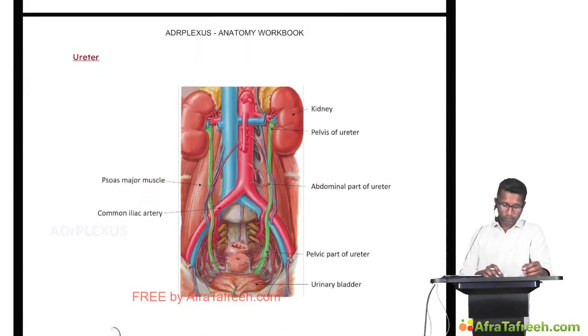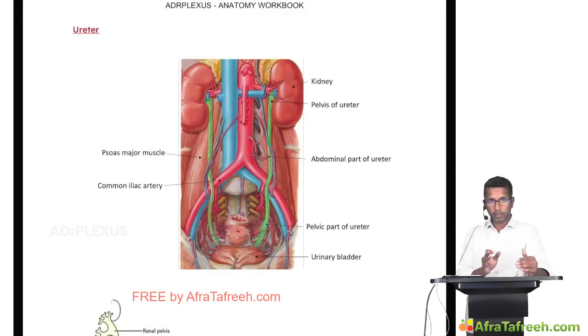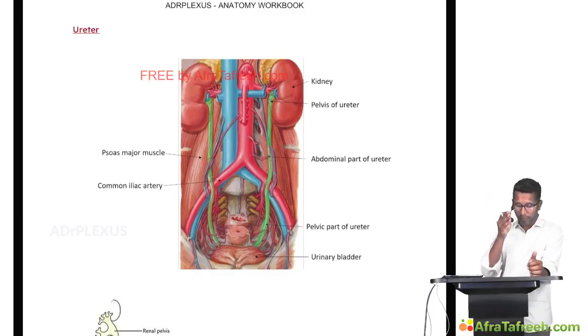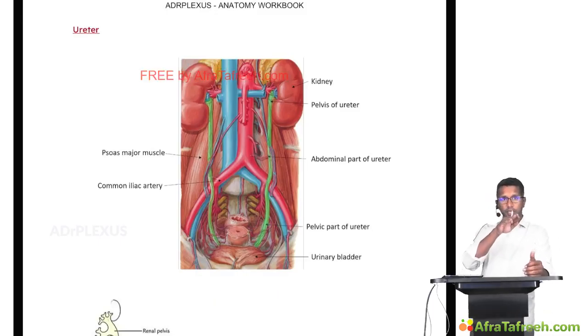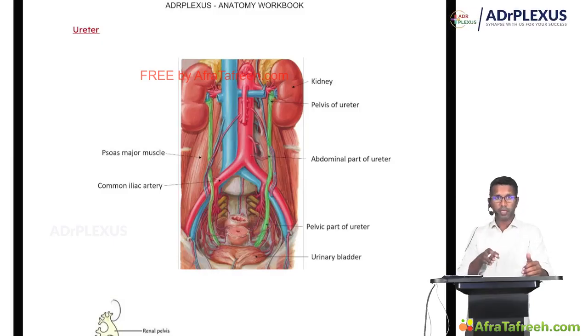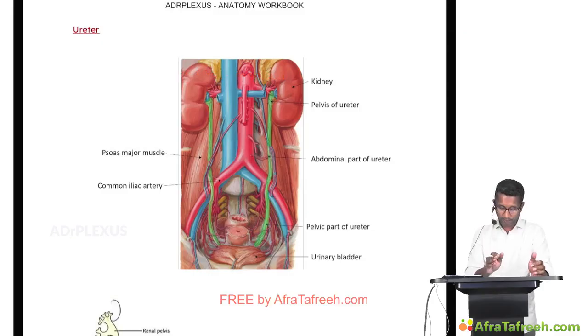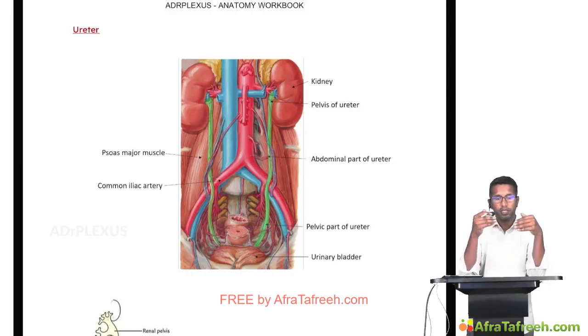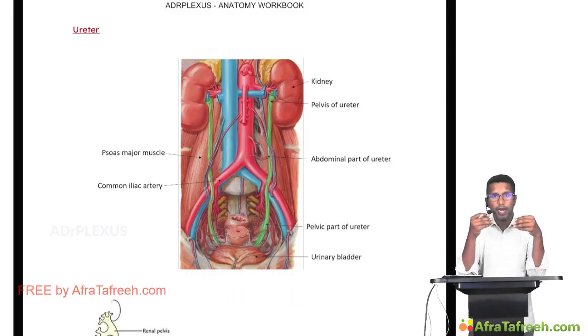Okay, so you have two ureters, one on the right side and the other on the left side. When you trace the ureter, it crosses the abdomen, passes over the pelvic brim, enters the pelvis, and opens into the urinary bladder. It opens into the lateral corners of the trigone.